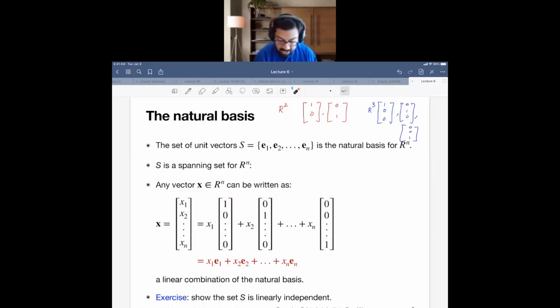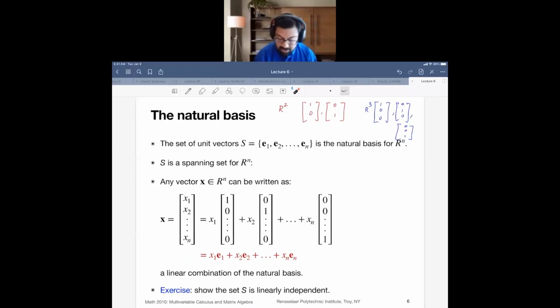So you can write any vector in R to the N as a linear combination of these unit vectors, which means that they form the natural basis. They are the smallest spanning set with linearly independent vectors. And we will later on show that this particular set S is linearly independent. So whenever you're starting to see these zeros, right, you will be able to quickly check whether they are linearly independent or not. And we'll prove this more formally later on.